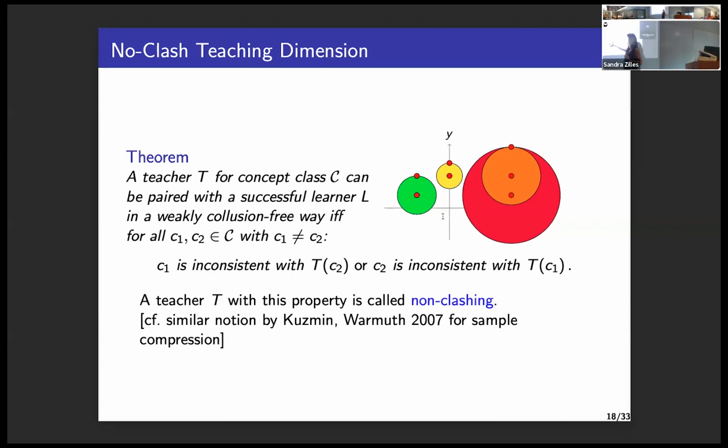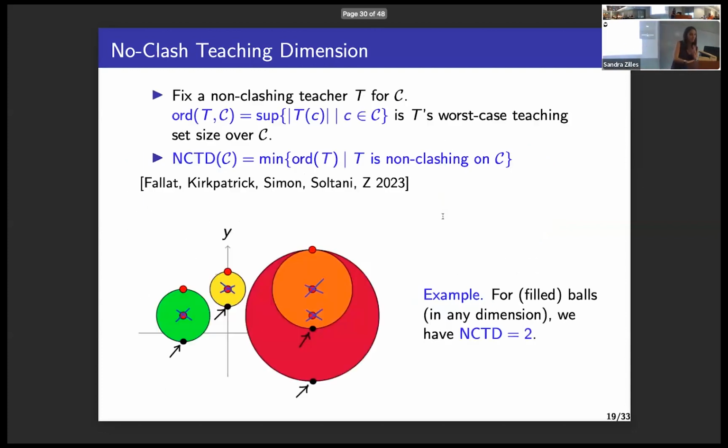We call that non-clashing just because of a similar notion studied in sample compression. So now the no-clash teaching dimension is what is provably the best teaching you can get without collusion. A non-clashing teacher is one with this property that I just introduced. We say the order of a teacher is just the worst case teaching set size that it ever produces. Every teacher is a mapping, eats a concept, spits out a teaching set. These teaching sets have various sizes. The largest it ever spits out, that's its order, okay? So the NCTD, the no-clash teaching dimension, is now the best possible order that any of those non-clashing teachers could have. You know, there could be 10 non-clashing teachers. One of them has the best worst case behavior, that one is the one who sets the bar, okay?